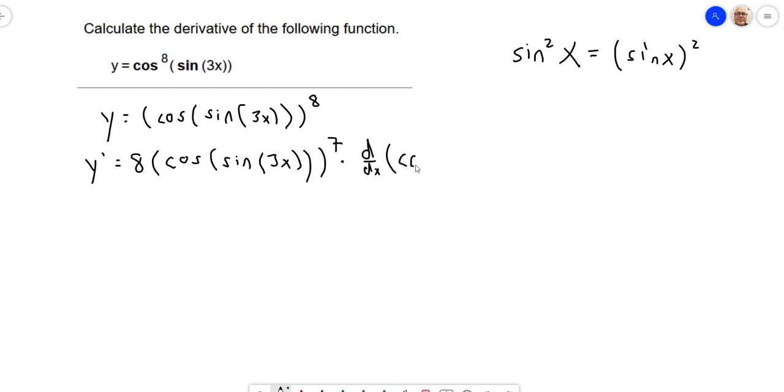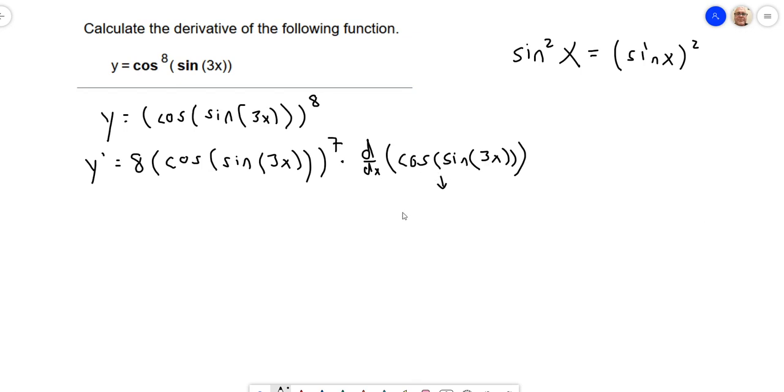And this will be of the cosine of the sine of 3x. All right, so using the chain rule, it's the derivative of the outside function times the derivative of this inside function. So now let's figure out the derivative of this function here. I'm going to work that out right here. We're going to apply the chain rule again.